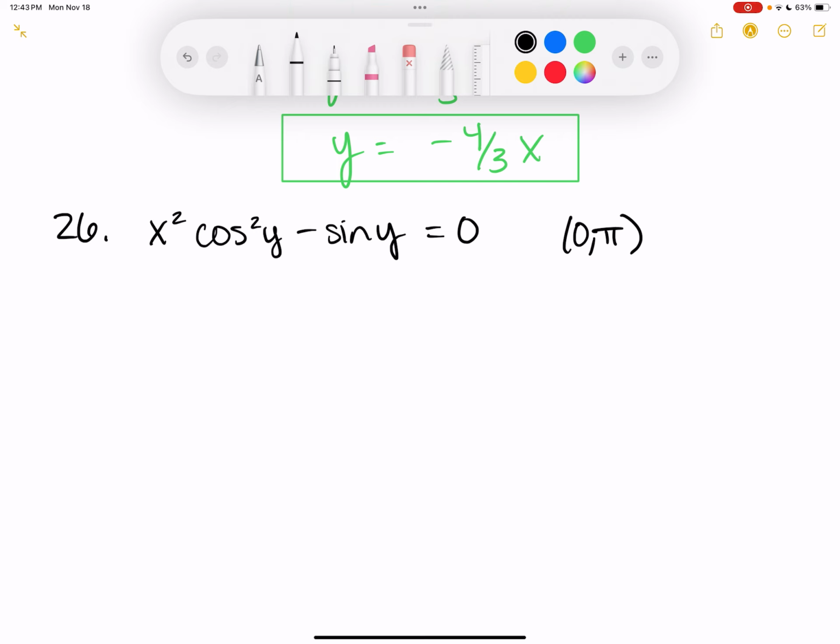So we have to take the derivative first. Remember, we're doing implicit differentiation. So we have a product rule plus a chain rule with implicit. So what is the derivative of x squared cosine squared y? X squared times negative sine squared y times y prime.